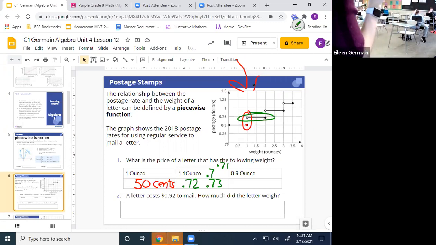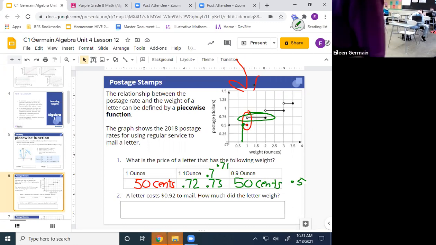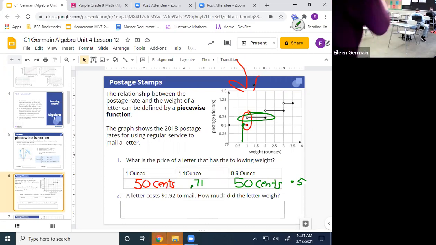0.9 ounces would be how much money? Kyle Kelly? 50 cents, because 0.9 is going to fall between here, which we know is going to be 50 cents. Very good. And then you could also write it as like 0.5. Nice job. Very good, Abby Wasta. Okay, so I'm going to just leave it as 0.71 now. But know that if you had something within that range below the 0.75, I would take it.